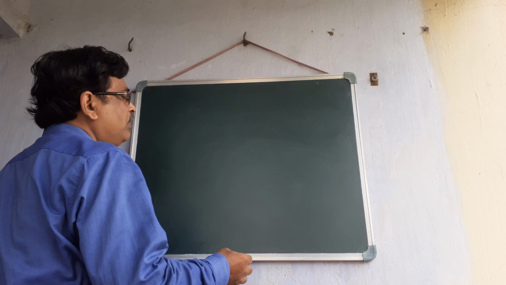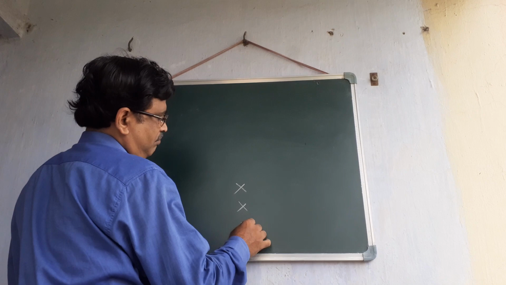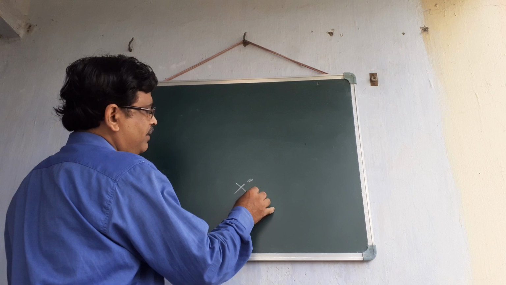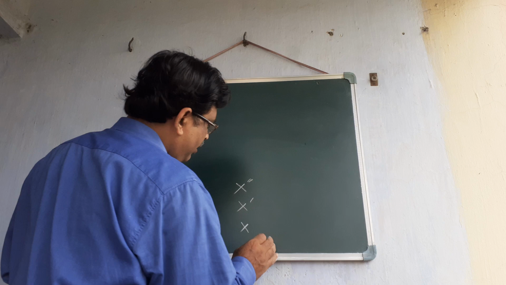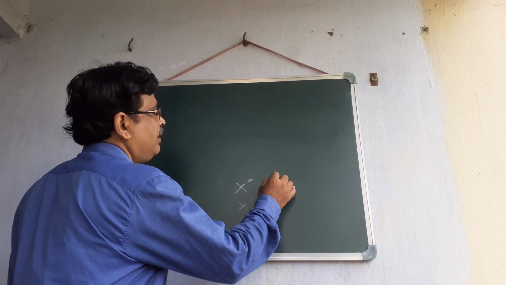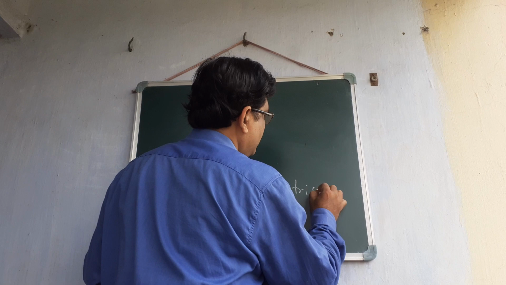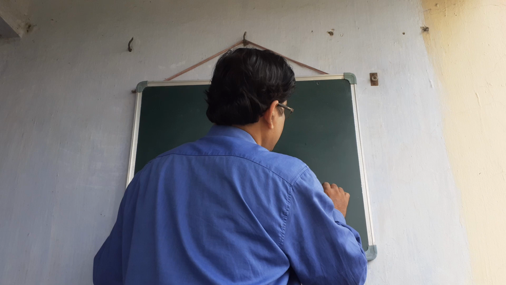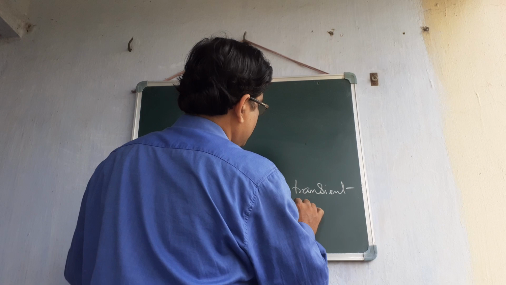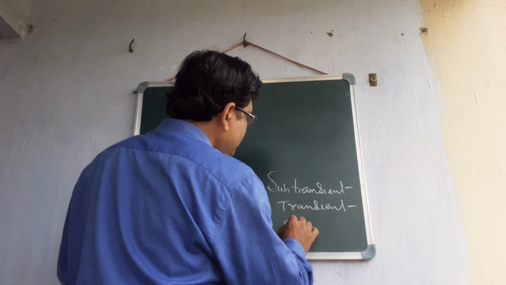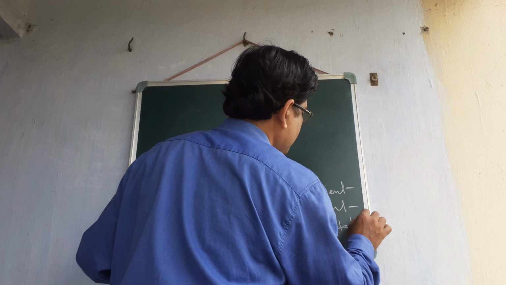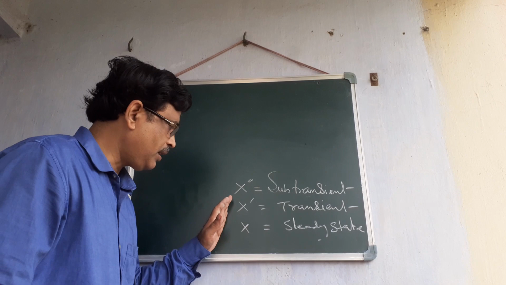Any alternator has three reactances. One is X double dash, X dash, and X or XG. What is this? This is subtransient reactance. This is transient reactance, and this is steady state reactance. So subtransient reactance, transient reactance, and steady state reactance.